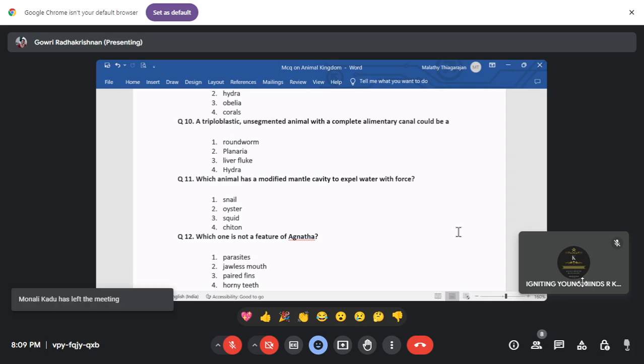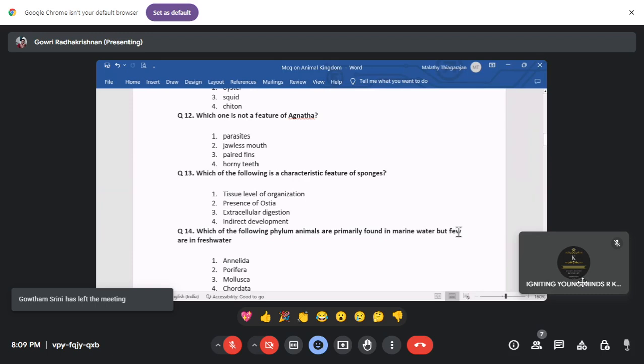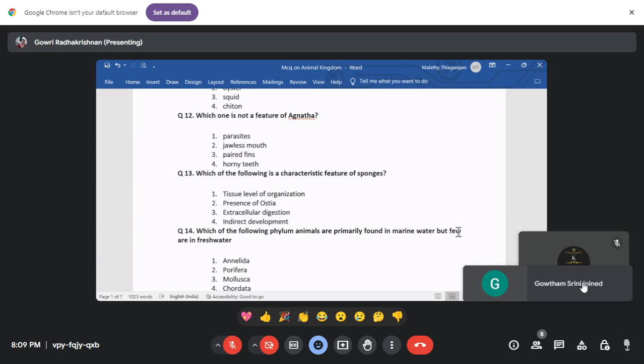Okay, next. Which animal has a modified mantle cavity to expel water with force? Squid, ma'am. Yes, squid. Which one is not a feature of Agnatha? Bad fins, ma'am. Which of the following is a characteristic feature of sponges? Presence of ostia. Yes.